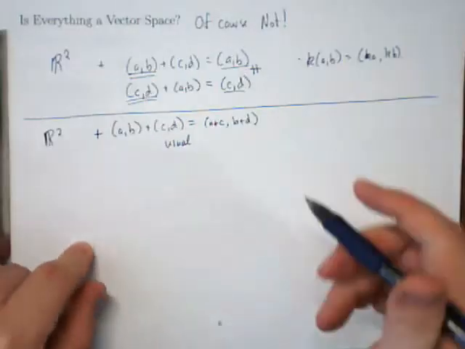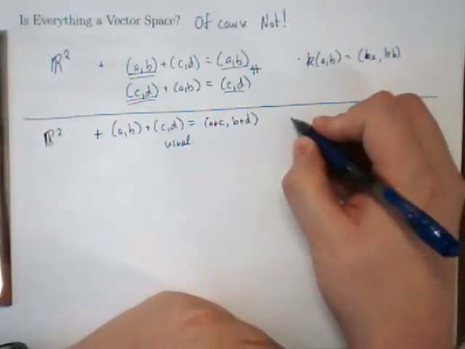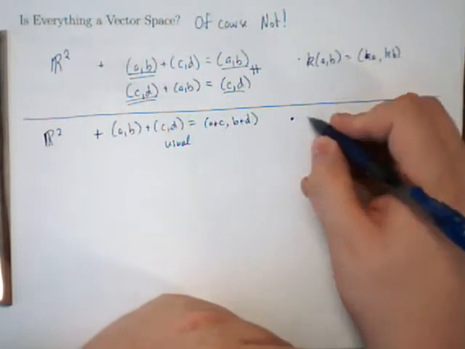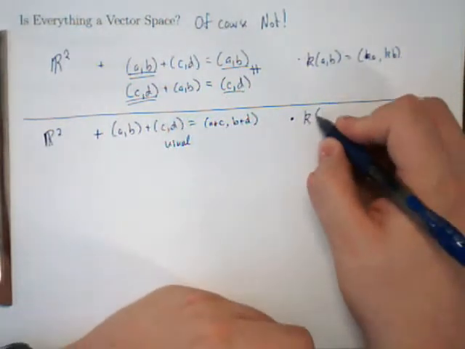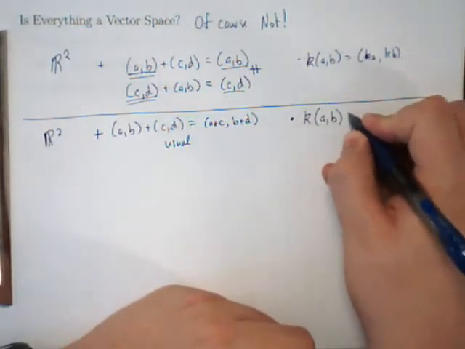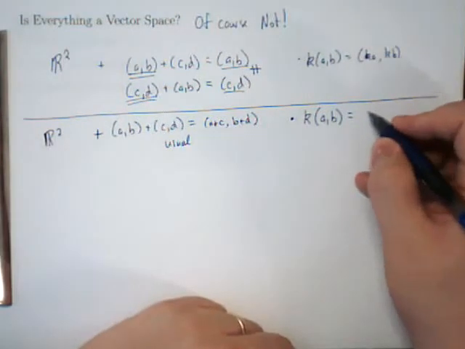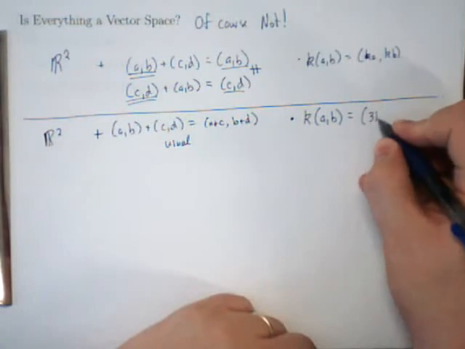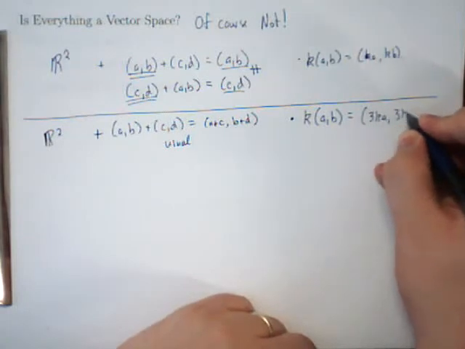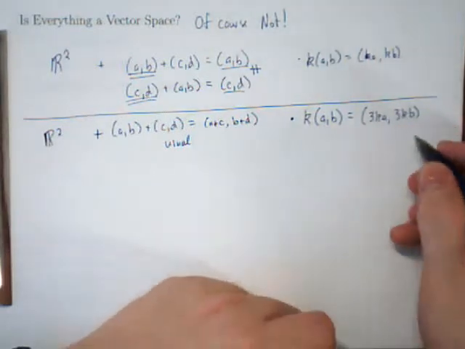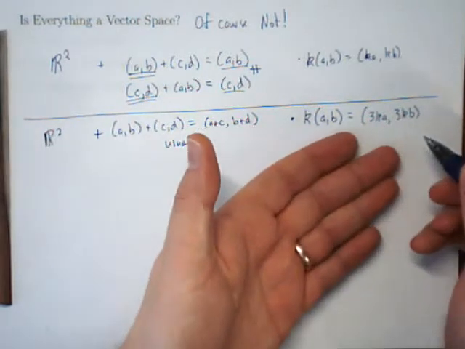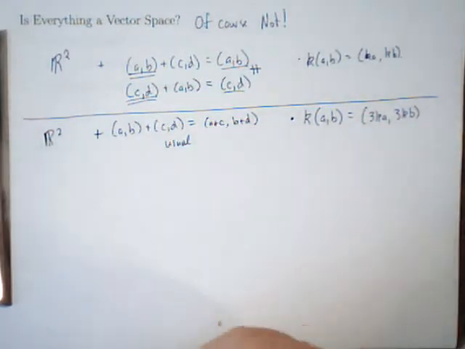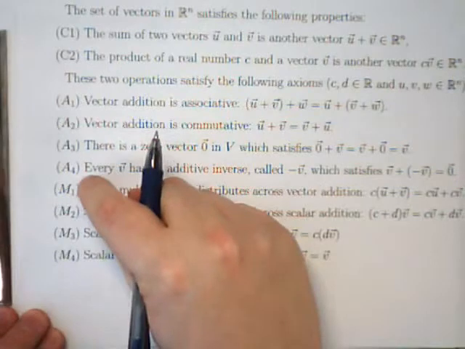So now we've got to come over here and ask, how are we going to define scalar multiplication? Well, let's take K and multiply it by (A, B), and let's suppose this triples the values. So if I take K times (A, B), let's take it and do (3KA, 3KB). This is a way of defining scalar multiplication. Does it satisfy these axioms?